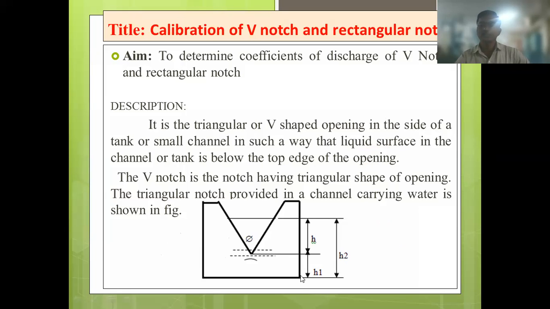In the V notch, this is called the apex of the notch. If it is a trapezoidal or rectangular notch, then we call it the crest. Okay, and here we call it the apex. So let us see the setup of this.